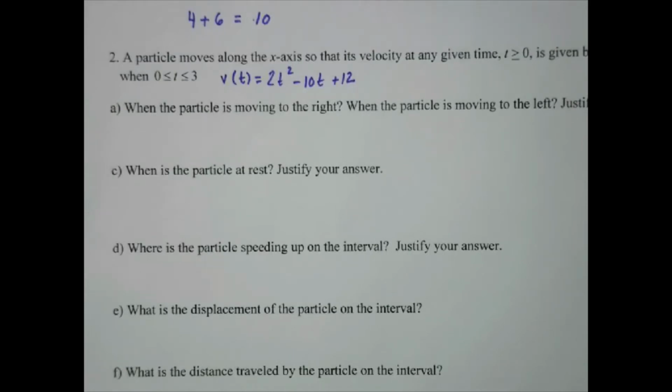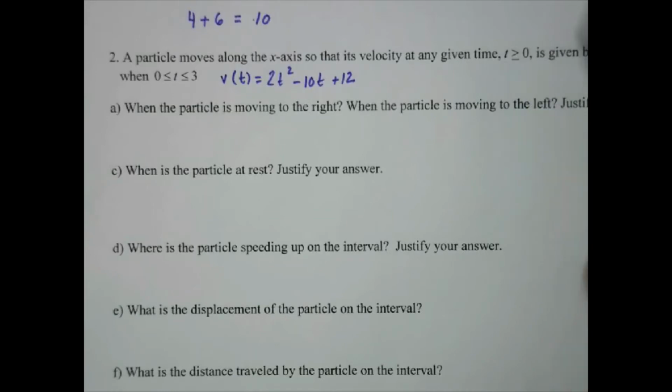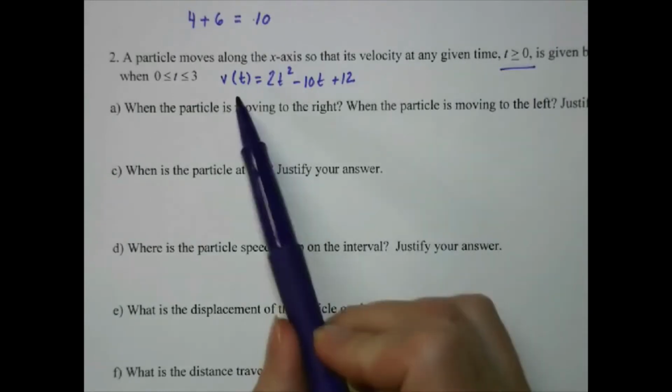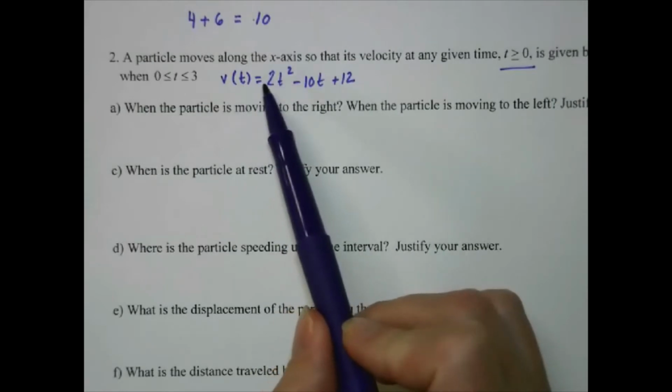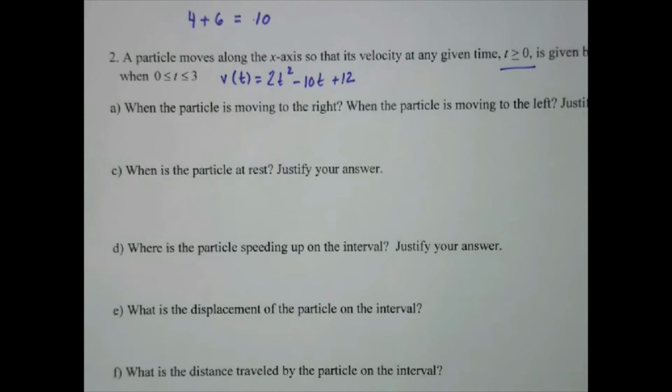Okay, our next problem, a particle moves along the x-axis so that its velocity, t is greater than 0, so again, pay attention to any information like that, is given by, and I rewrote it over here, v of t equals 2t squared minus 10t plus 12. So when is the particle moving to the right? When is it moving to the left? So we're going to have to do some number charts here.